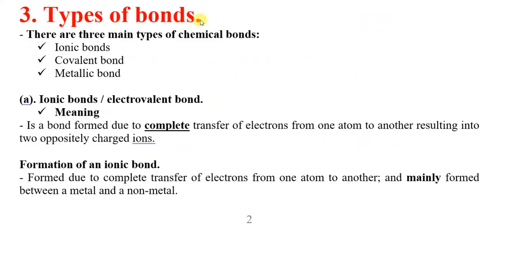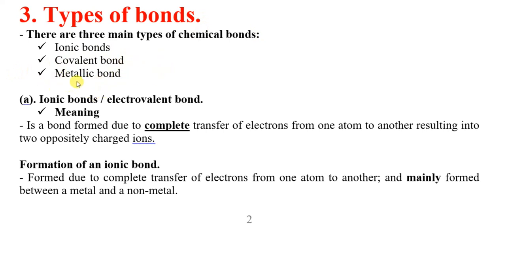Types of bonds. There are three main types of chemical bonds. There could be others, such as hydrogen bonds, but we are talking about the main ones. The major bonds, we have three of them: the ionic bond, the covalent bond, and the metallic bond.